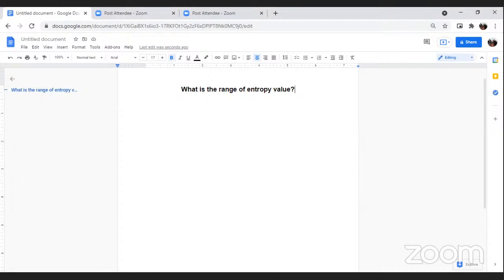Yes, Neelam. So the range of entropy values varies from 0 to 1. When the value is near or equal to 0, the data is said to have low entropy and is said to be good. If it is near to 1 or 1, the data is said to be bad, with a lot of differences.